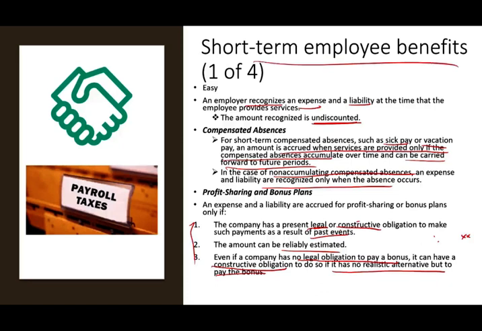Pretty straightforward. We debit an expense and we credit a liability once we have an expense or once we have an accrued liability. Whether you want to call it an expense or an accrued liability, it doesn't matter, because you're going to always debit an expense and credit a liability. Whether it's for vacation or bonus or sick pay or whatever the expense is, it's an expense and a liability. Whether you want to call it an accrued expense or an accrued liability, that's your call. I'll leave it up to you.